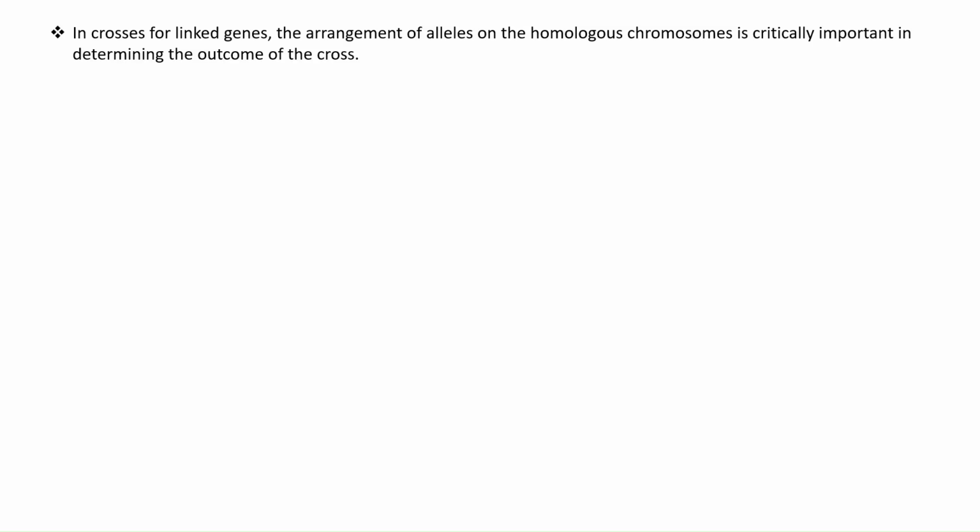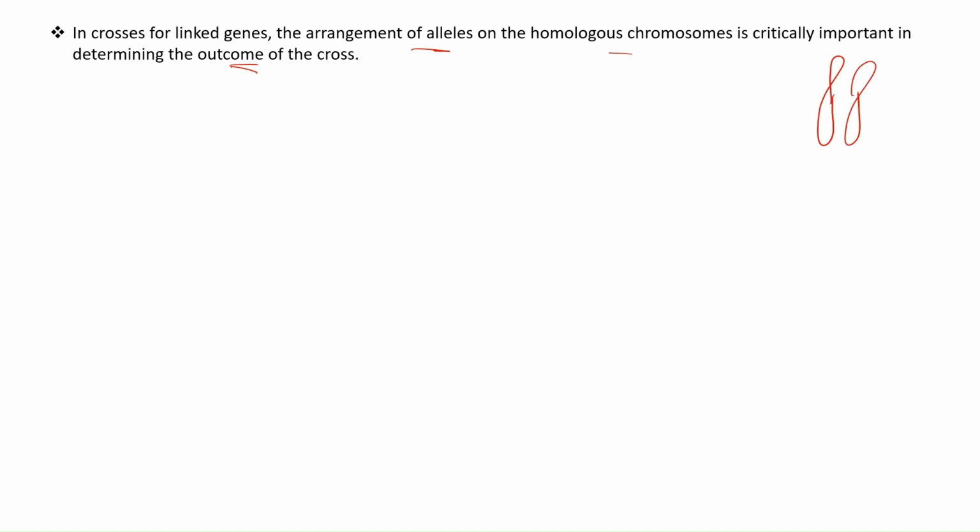In crosses for linked genes, the arrangement of alleles on the homologous chromosomes is critically important in determining the outcome of the cross. What is it saying? It is saying that to determine the outcome, that means the phenotype, when we are crossing or when we perform a test cross, what will be the phenotype of the cross? That depends upon the arrangement of alleles on the homologous chromosome.